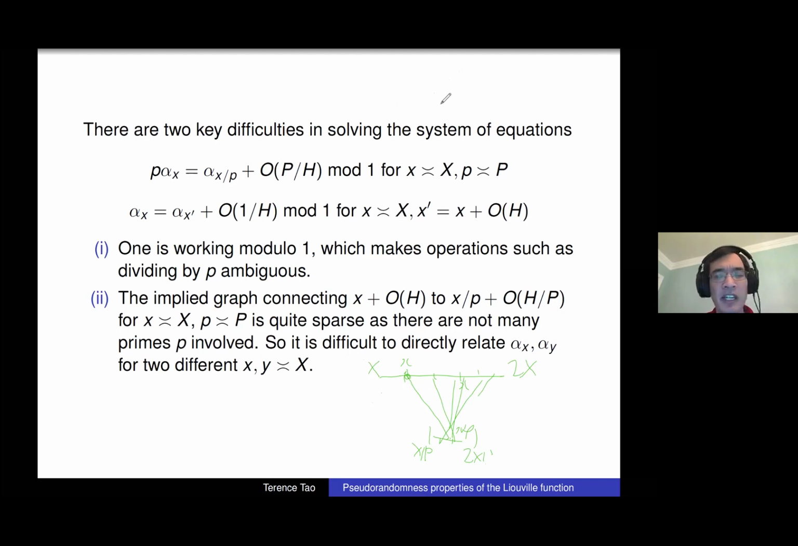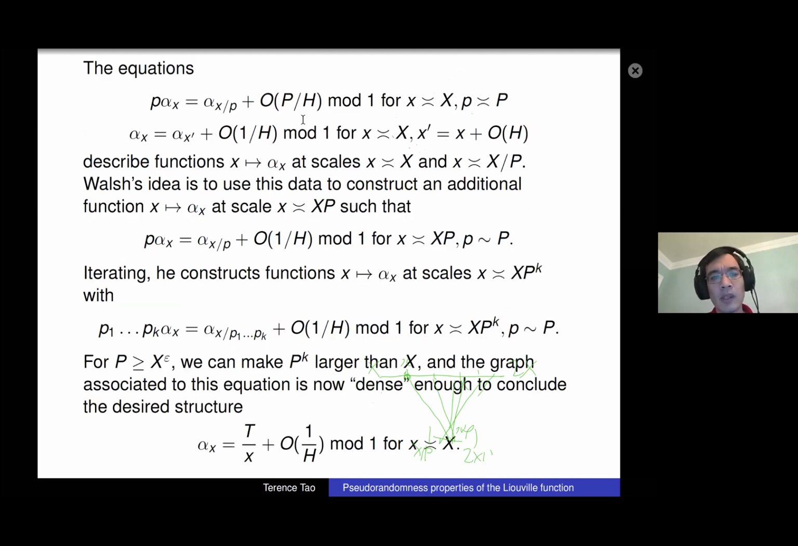So I'm running out of time. And I'm also running out of apparently computer memory. No worries, you can have a few minutes more. Yeah, there we go.